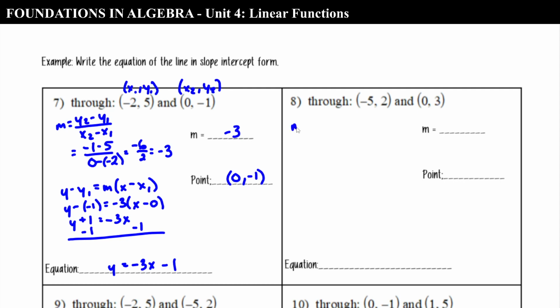For number 8, we have our y2, which is 3, y1, which is 2, x2, which is 0, and x1, which is negative 5. So here we have 1 over 5 as our slope. Then we go into our point slope form to find the equation of the line.